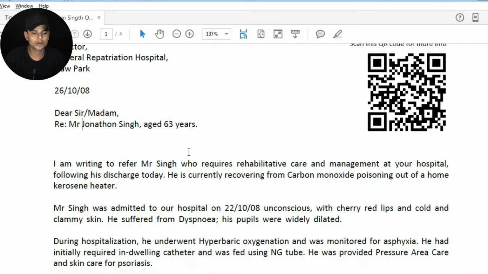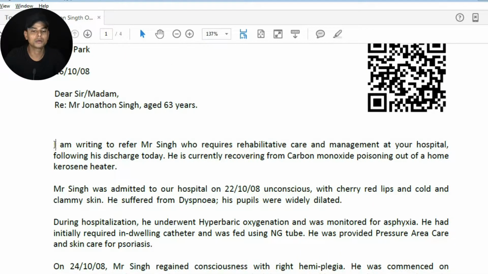Now, the first paragraph is the most important thing in an OET letter. You can write just 2 sentences, which would be more than enough. In the first sentence, you can write the purpose of the letter, and in the second sentence, you can write the diagnosis or the present condition of the patient.